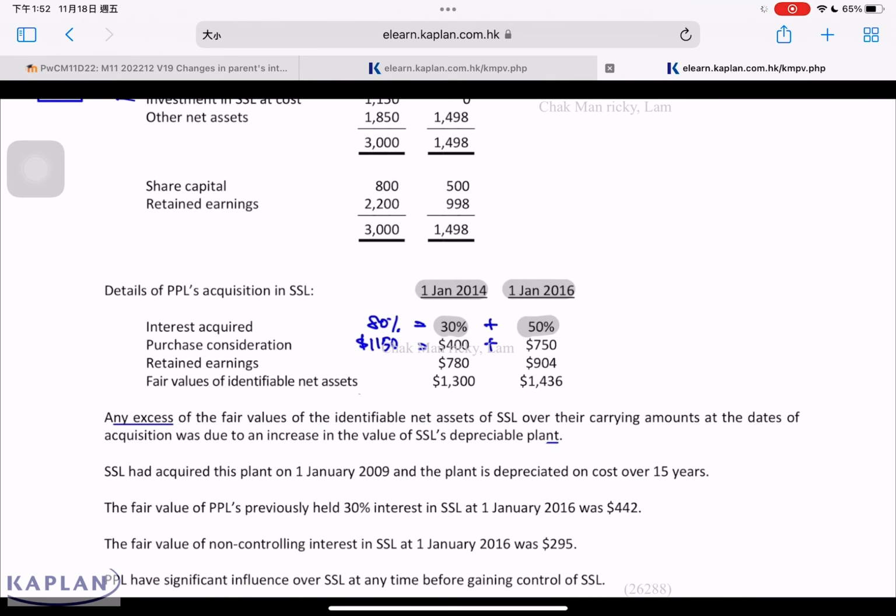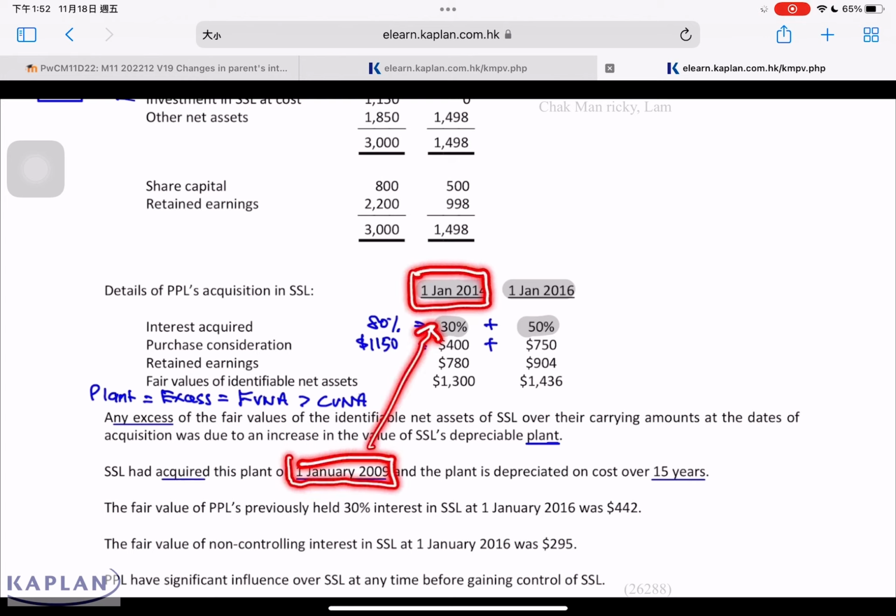When they say there are fair value adjustments, there should be assets. The fair value of the net assets is over the carrying amount. When the fair value of net assets is more than the carrying amount, you have a fair value adjustment, and this relates to a depreciable plant. The plant has a useful life of 15 years from the date of purchase. If the acquisition is 1st Jan 2009, on 1st Jan 2014, this plant has already been used for 5 years. So that means the remaining useful life is 10 years. 2 years later, the remaining useful life will be 8 years.